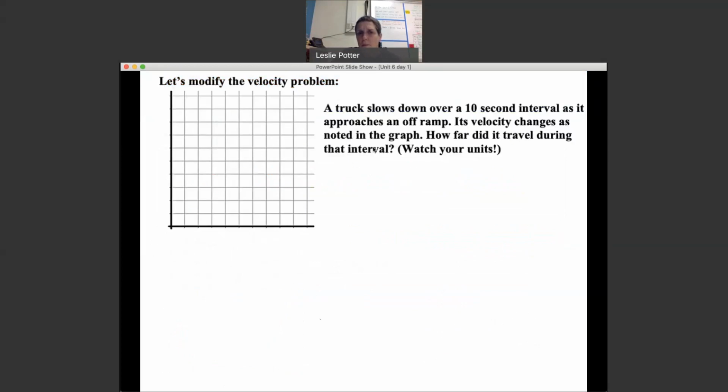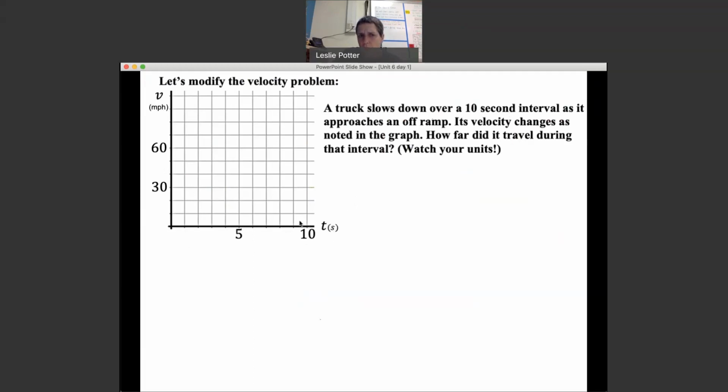Let's change the question a little bit. Let's have that truck now slowing down over a 10-second interval as it approaches an off-ramp. Okay, so let's get this information on the graph here. So we get a 10-second interval. I'm going to use each box as a second. And I'm going to just arbitrarily say, based on the last problem, we started at 60. Let's say we slow down to 40. So if we start at 60 and slow down to 40, let's get the labels on our axes again. We've got time in seconds, right? 10-second interval. We've got velocity in miles per hour.